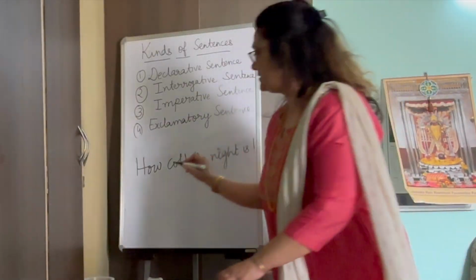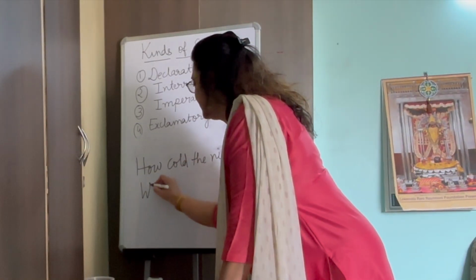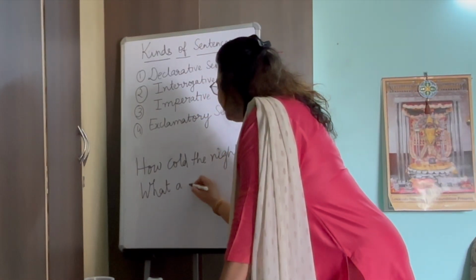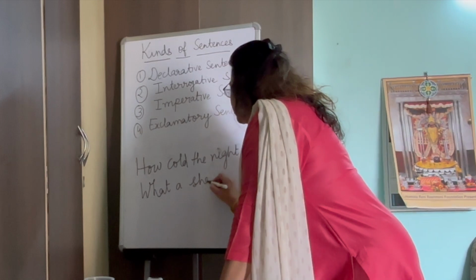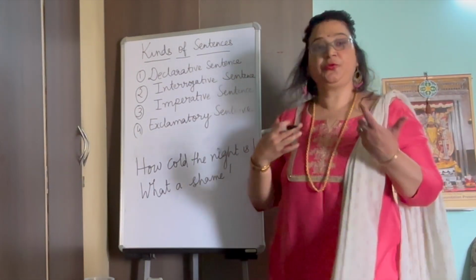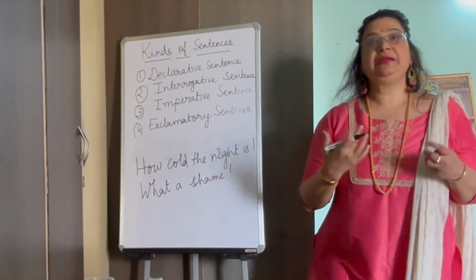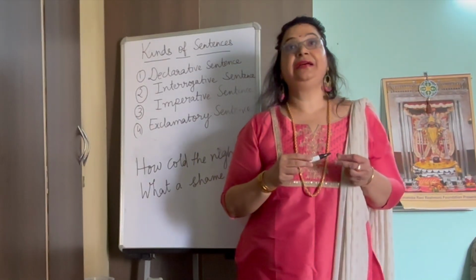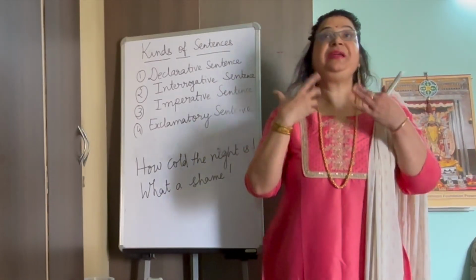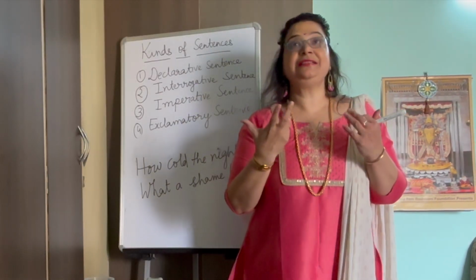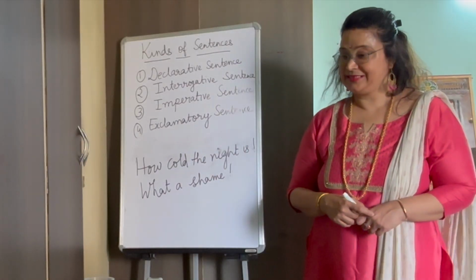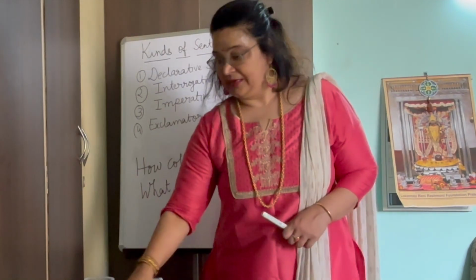The next is, what a shame. Someone did something bad and you are feeling bad about it. And so you are saying, what a shame. You're showing strong emotion. Emotions like anger, love, hatred, all when you speak something, you tell a sentence, those sentences are exclamatory sentences.